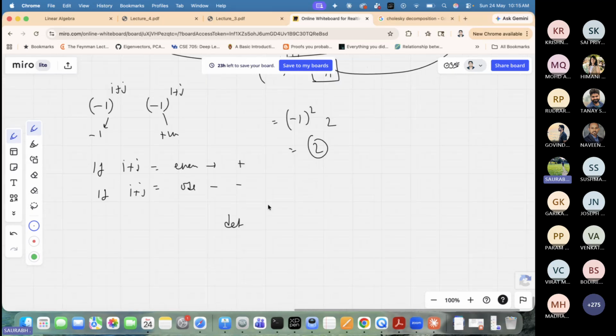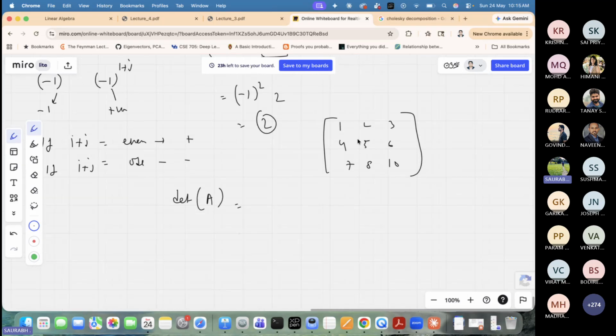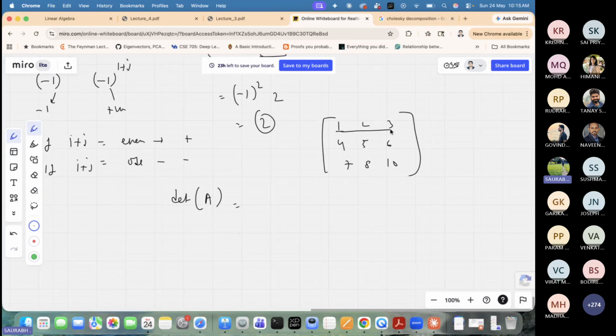So the determinant of the matrix A, wherein the matrix A was nothing but 1, 2, 3, 4, 5, 6, 7, 8, 10. Now the determinant of this matrix, if I expand it across the first row: the minor at 1,1 would be 5, 6, 8, 10. The minor at 1,2 would be removing this and this, so it would be 4, 6, 7, 10. The minor at 1,3 would be removing the last column and first row, it would be 4, 5, 7, 8, right? You compute the determinant of each one of them.